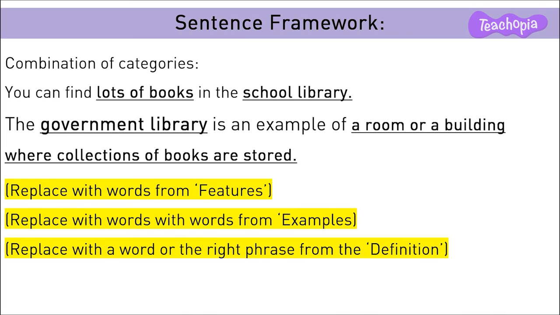You can also say a government library is a room or a building where a collection of books is stored. You can replace the words government library with the school library, and you can form: the school library is an example of a room in a school or a building where a collection of books is stored. You can replace the words according to their categories.